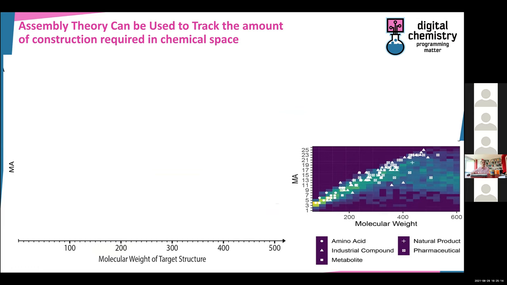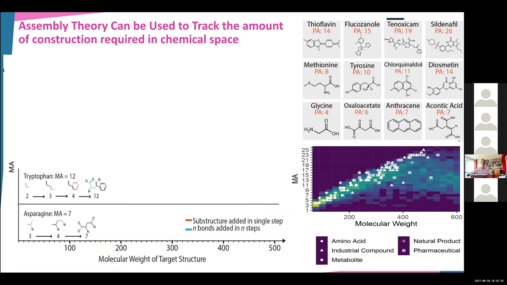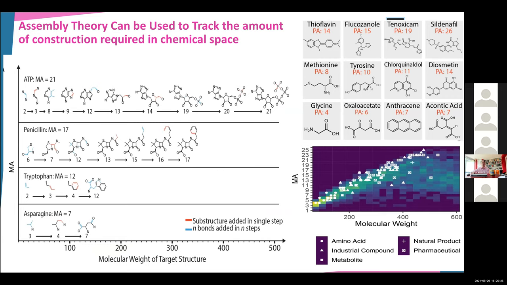So anyway, what we did in the lab is we then explored chemical space to track the amount of assembly required. And we used mass spectrometry to start exploring chemical space. You can see here asparagine, the amino acid, only has assembly number of 7. Tryptophan has an assembly number of 12, penicillin 17. So you can get this idea that you suddenly have a detection system to go and detect alien molecules or molecules made by life.